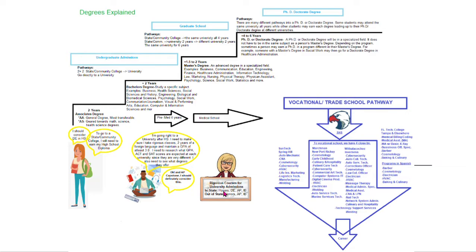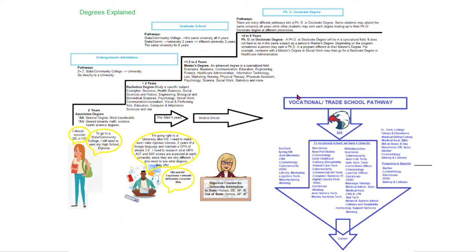So in-state university students: honors classes, DE classes, AP classes, IB classes. If you're considering out of state, if you're certain you're going to a university out of state, then you really want to focus on honors classes, AP classes, IB classes. If your school offers ACE courses, for in-state and out of state, okay?